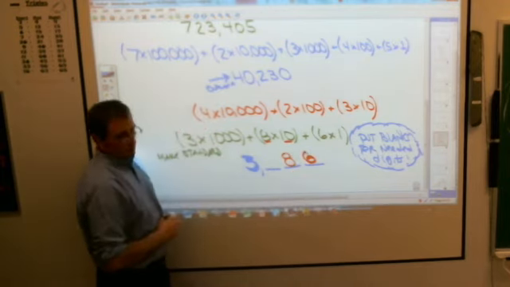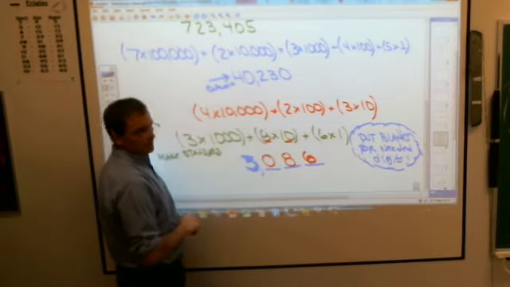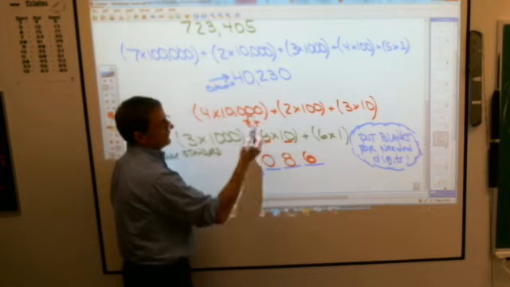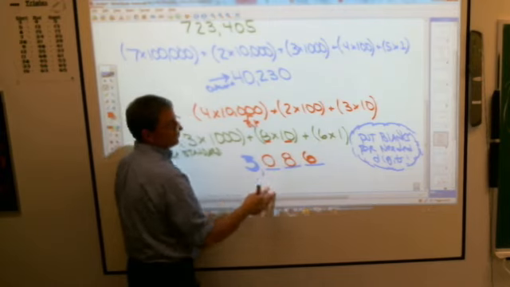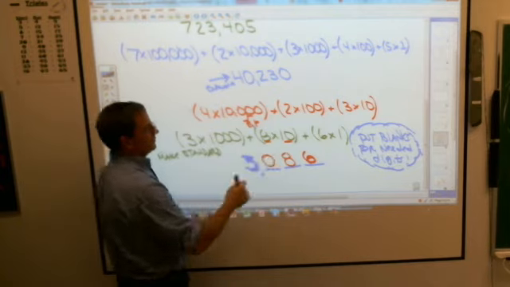Guess what goes in the hundreds place? A 0. Too often I find kids just see a 3, an 8, and a 6 and they go, oh, it's 380 or 386, and that is not right. This will help you and keep you from missing digits when you write those numbers down. So put those blanks down.